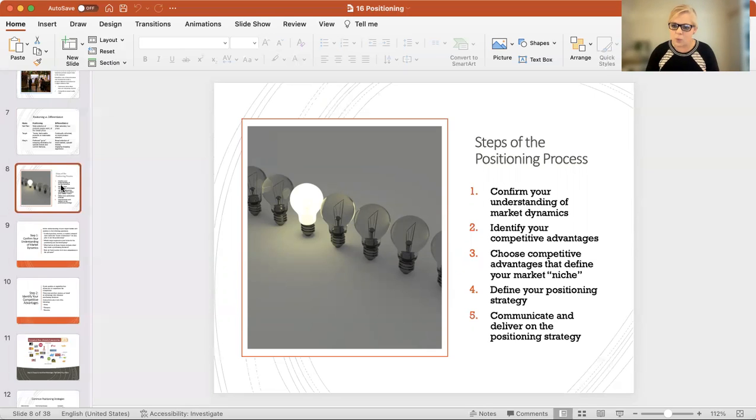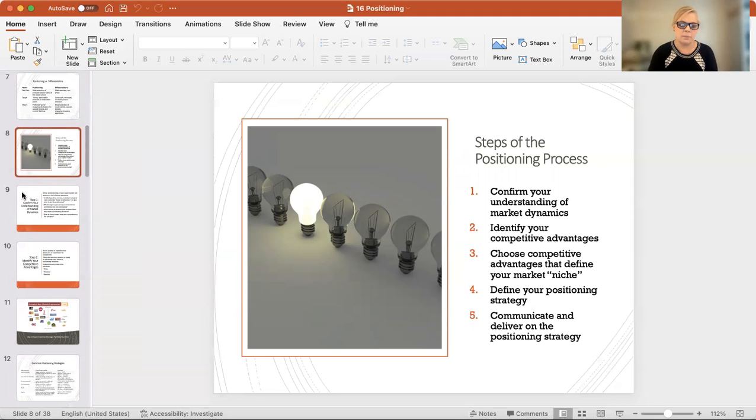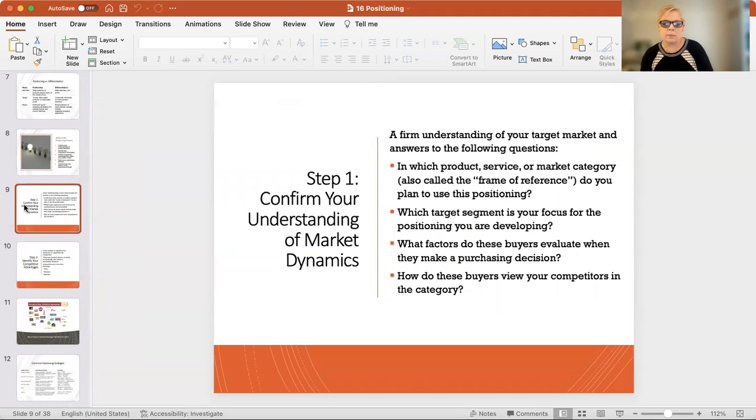You need to identify what your competitive advantages are. This is the place where we take advantage of the weaknesses of our competitors. We take advantage of some of the opportunities they have, and we definitely take advantage of some of the threats that they may have. We look at the whole picture, not just one or two things. We choose competitive advantages that are going to define our market niche. We can define that positioning strategy, who we want to be in the minds of the customers that we have, and then we can figure out our next step to communicate that. So this is really kind of a step-by-step play.